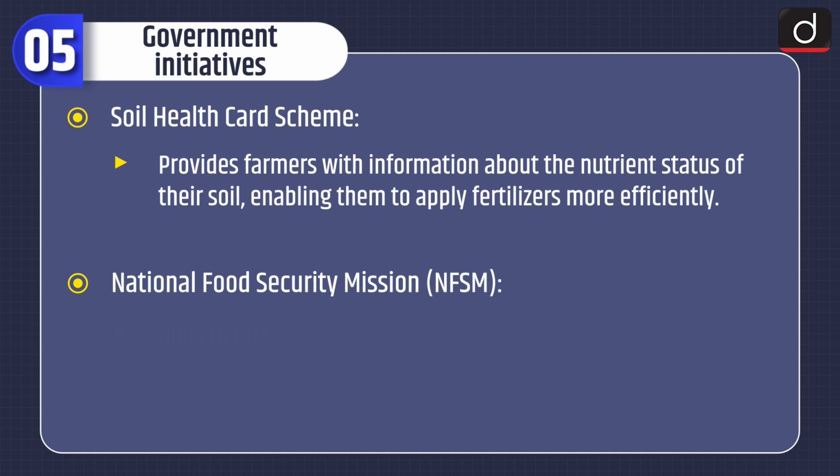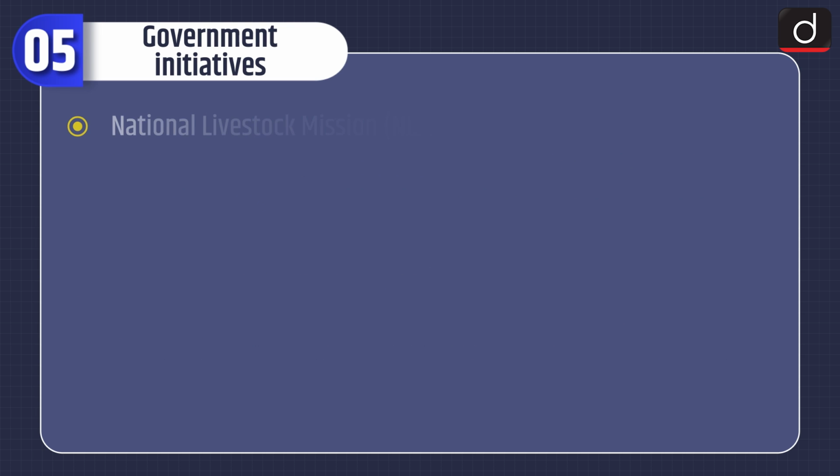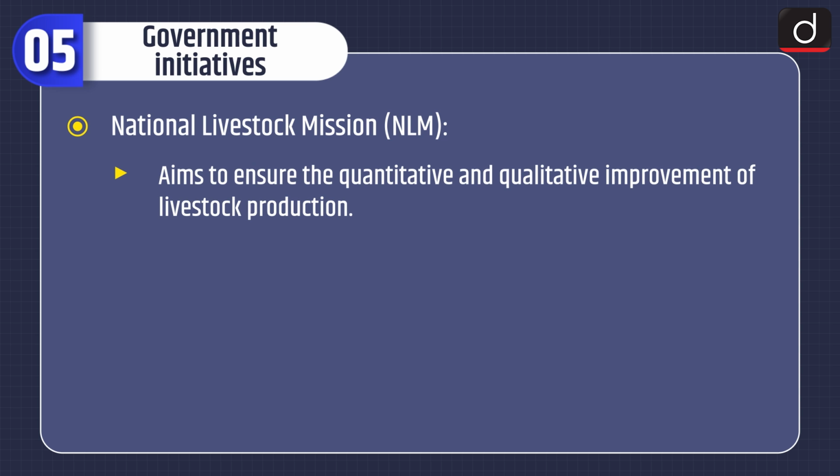National Food Security Mission or NFSM aims to increase the production of rice, wheat, pulses, and coarse cereals through area expansion and productivity enhancement. And National Livestock Mission or NLM aims to ensure the quantitative and qualitative improvement of livestock production.